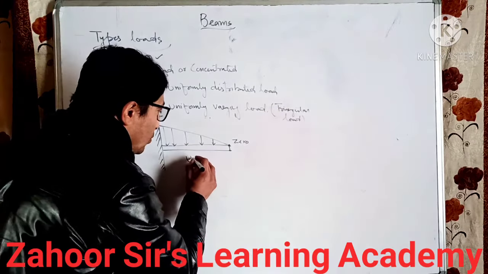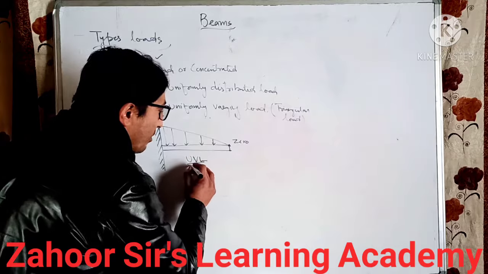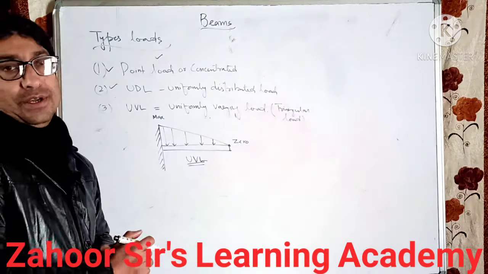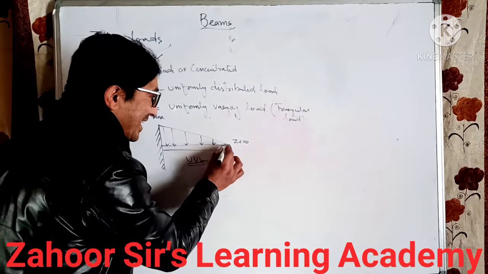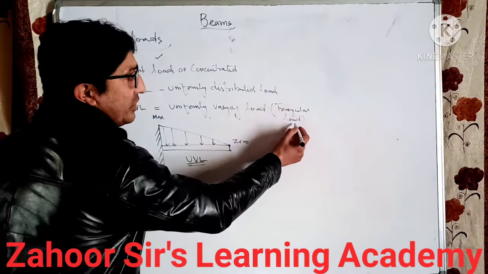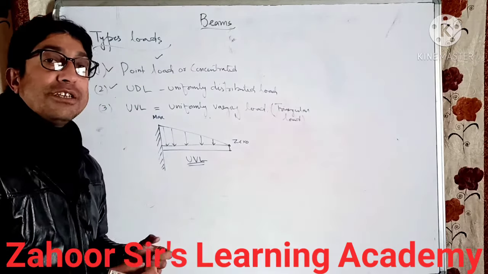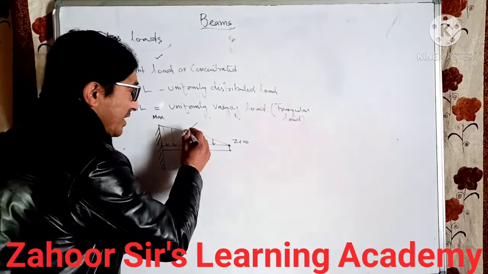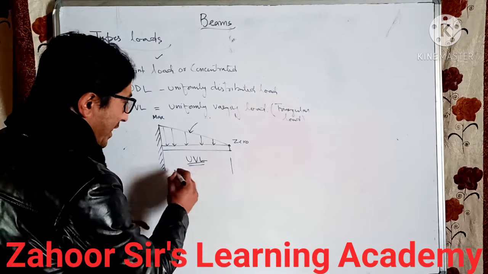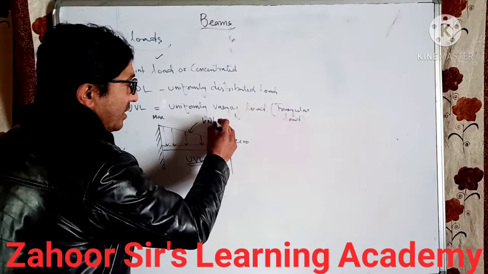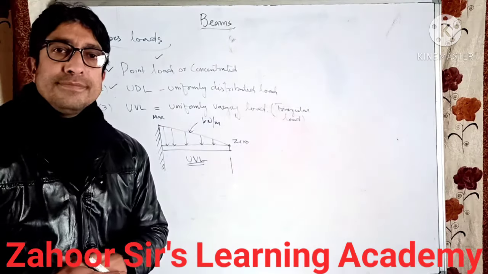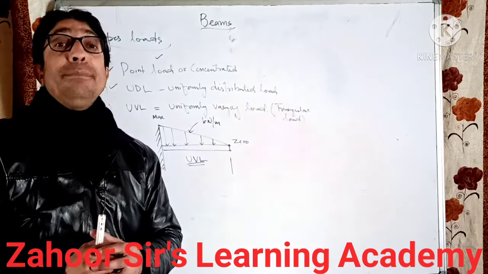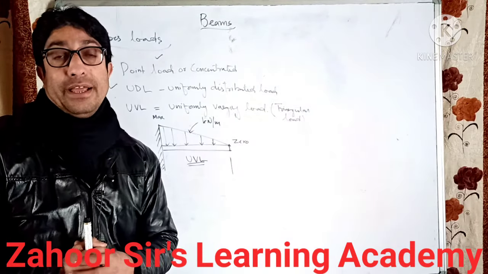That's why it's called UVL, uniformly varying load, or gradually varying load also. It looks like a triangle, that's why it's also called a triangular load. So these are the various names by which we call the UVL. Again it's spread over the area, so the unit could be kilonewton per meter. So these are the various types of load which a beam has been made to bear.